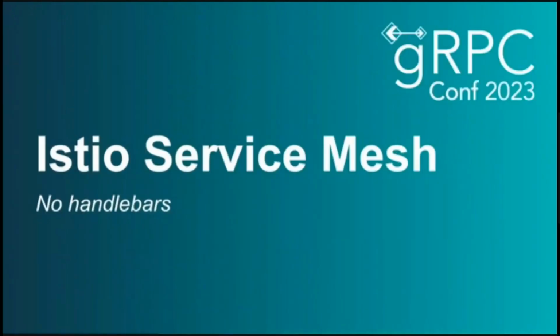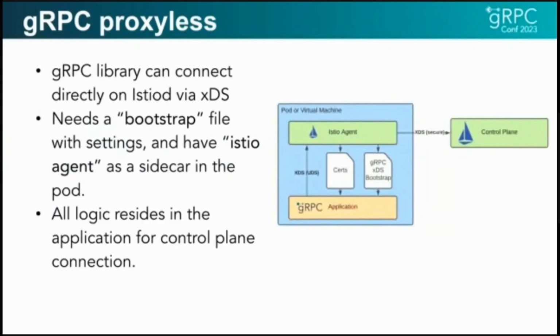So after that, the evolution, I don't know if it's the evolution or the history, but you can have another implementation of Istio Service Mesh. And there are some options for us here in the Service Mesh to be compliant with this zero trust architecture. So the first thing is the continuation of the gRPC proxyless.